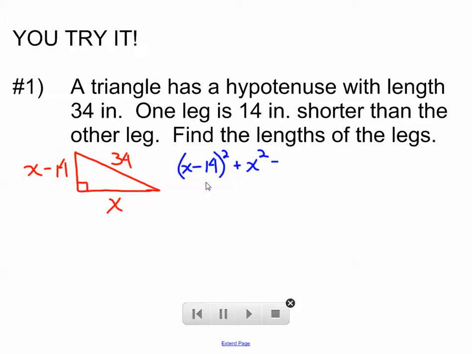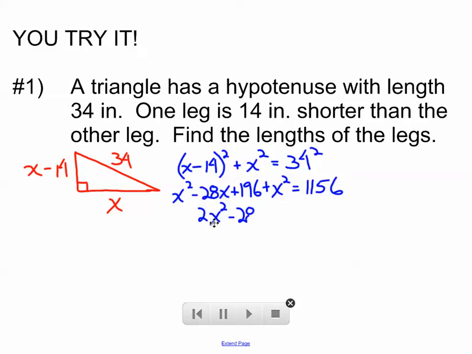So we got leg 1 squared plus leg 2 squared equals hypotenuse squared. x minus 14 squared is the square of a binomial pattern, guys, so hopefully we've got that down pat. This is a squared, this is b squared, and this is 2ab. Negative 14x doubled is negative 28x. That's the square of a binomial pattern. So, x squared plus x squared, combining like terms right there, is 2x squared.